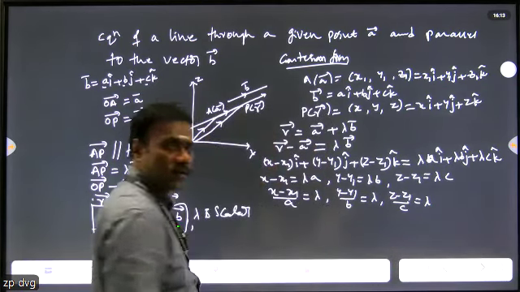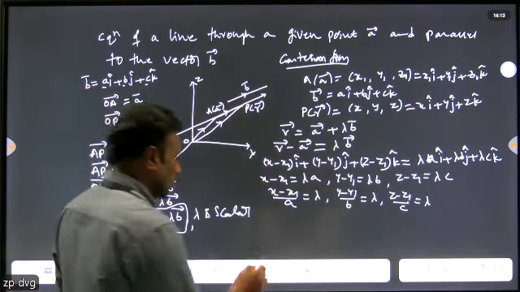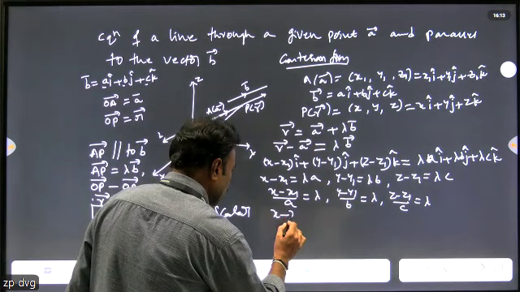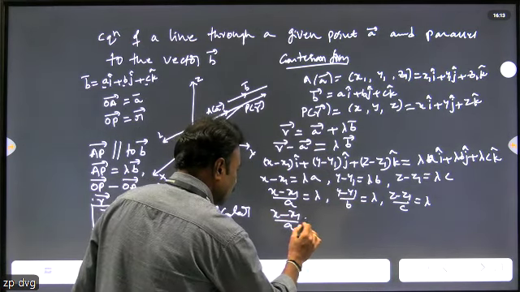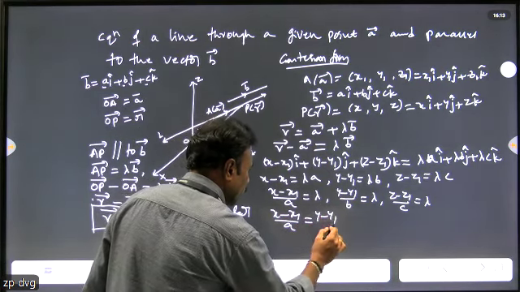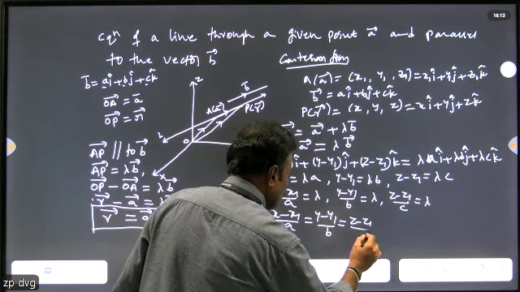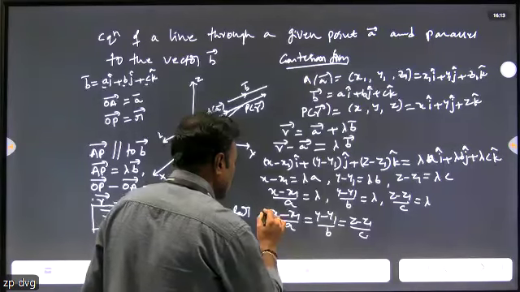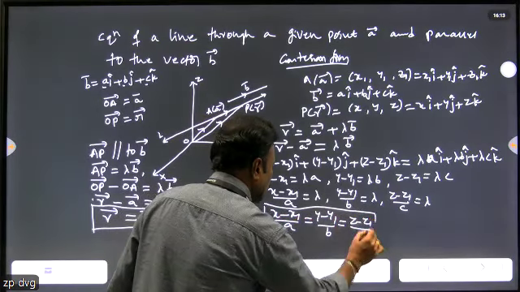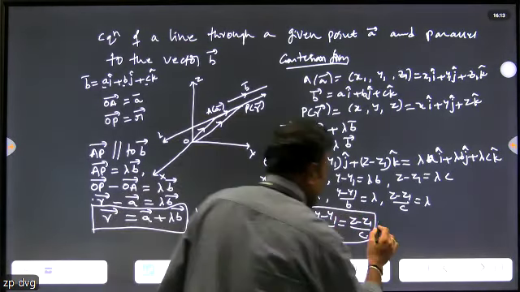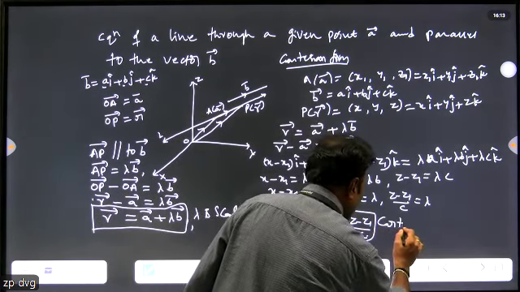So all three values are equal to lambda. Now you get the equation: x minus x1 by a is equal to y minus y1 by b is equal to z minus z1 by c, which is the equation of a line in Cartesian form.